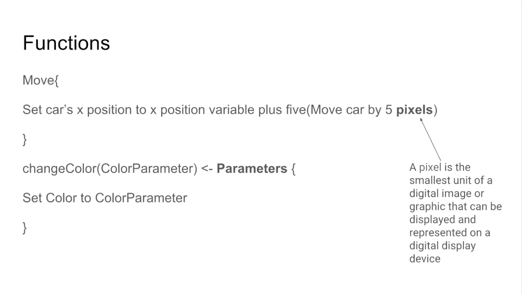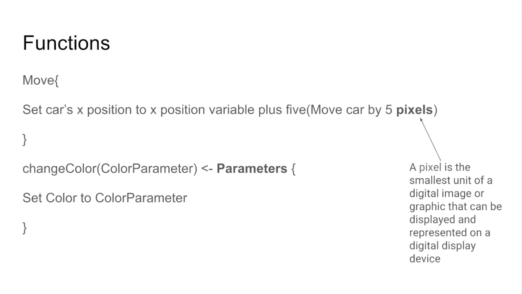So what are our functions? Our first function is going to be move. It sets the car position to position plus 5, and this is all measured in pixels, so that basically just moves the car by 5 pixels. Well, what is a pixel? A pixel is the smallest unit of a digital image or graphic that can be displayed and represented on a digital display device. And if you look really closely at your screen, you might see these squares or rectangles. Those are pixels.